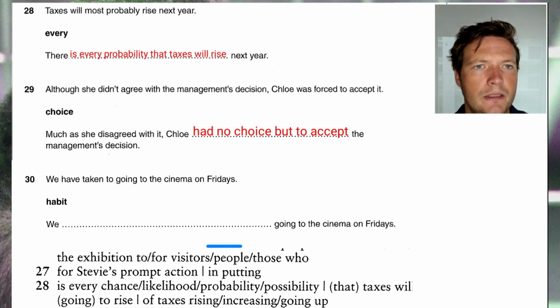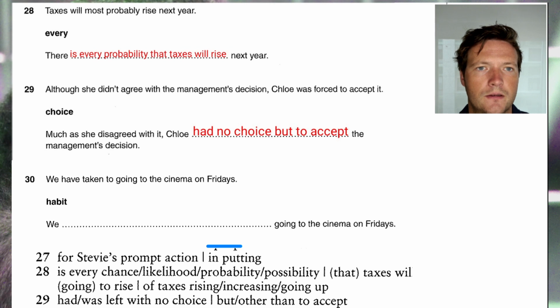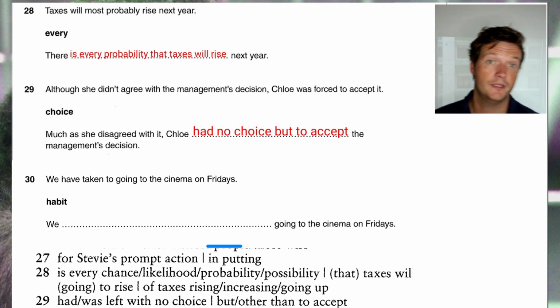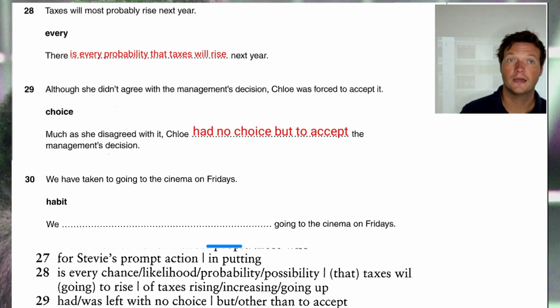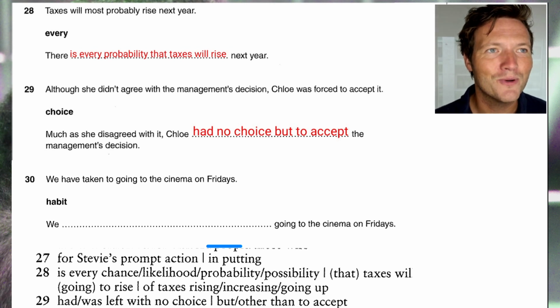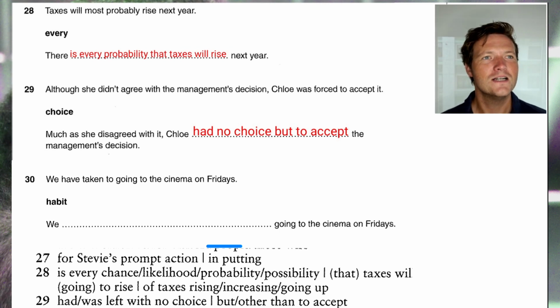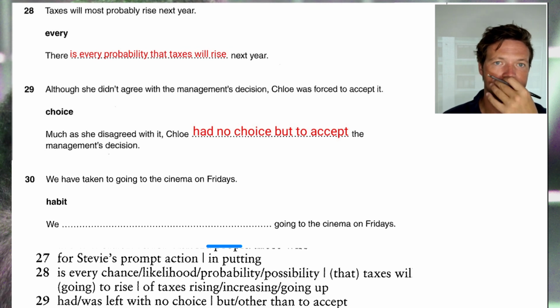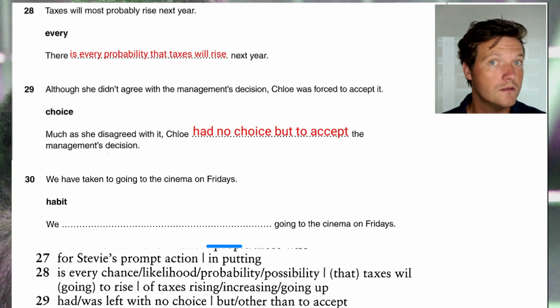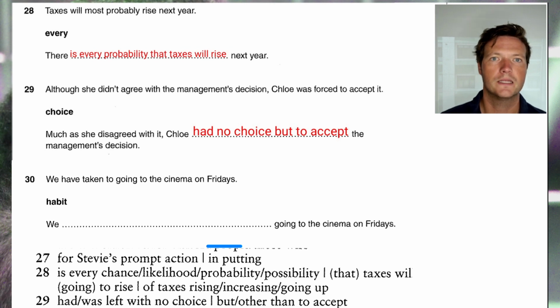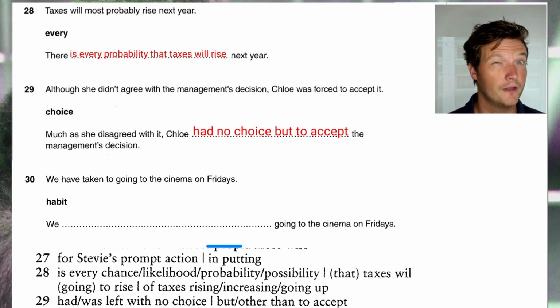Let's take a look at the possible answers in 29. There are a couple of possibilities here, according to the answers. Chloe had no choice, or was left with no choice, but to accept, or other than to accept. So again, I will get all the points there. Very clever. Doing well in my own language again. What did you get? Do you think there's any other possible answer there? I can't think of any other possible answer.